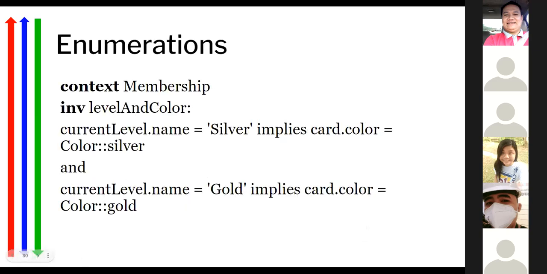Ito naman, enumerations naman in OCL, ginagamit naman siya for things na merong values under it. So, for example, ini-enumerate niya lang yung memberships. So, di ba, meron tayong silver and gold. So, another example naman ng enumerations, for example, yung class na direction. Ano ba yung pwede maging enumeration ng class na direction? Di ba, merong vertical and horizontal. So, yun naman yung example na yun.